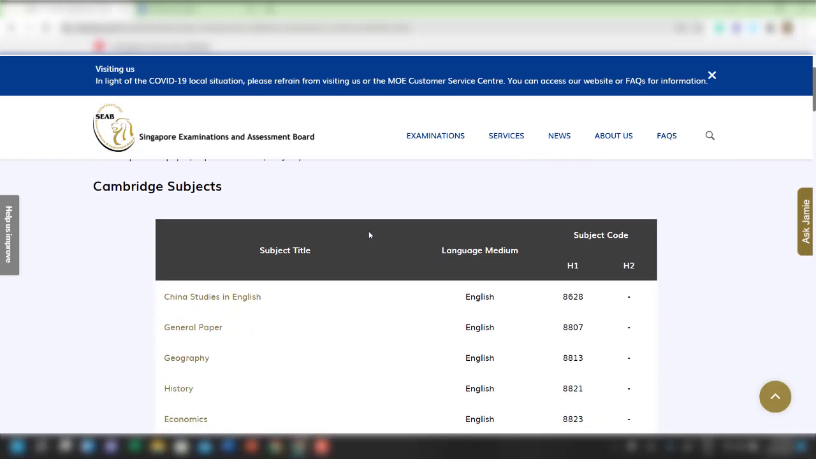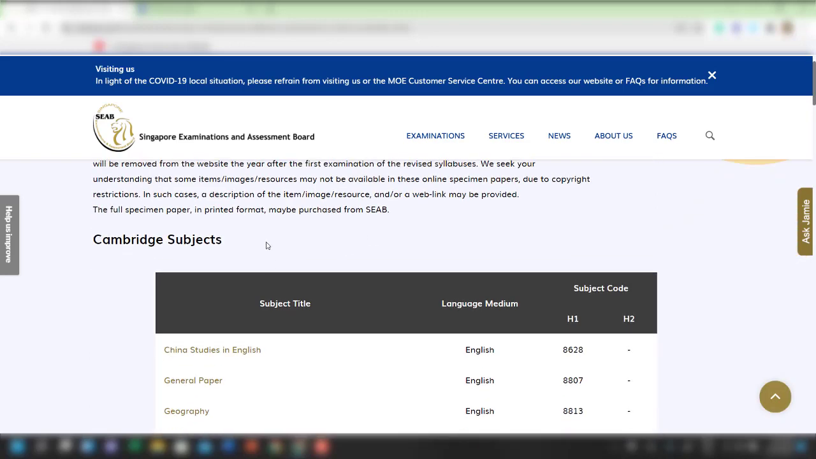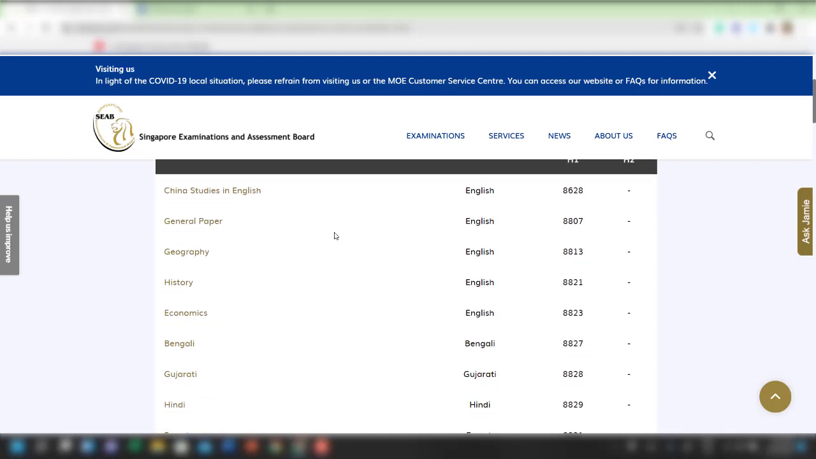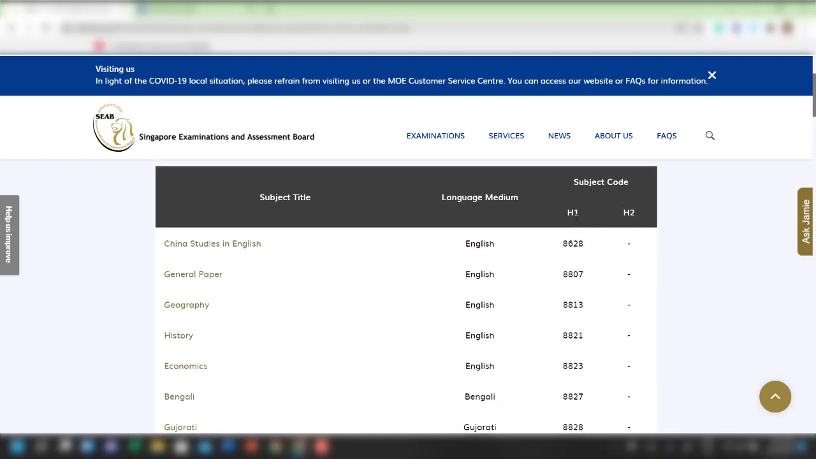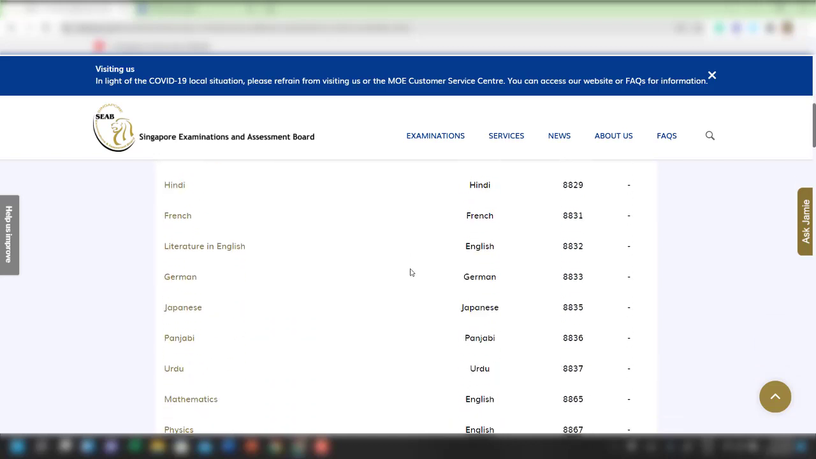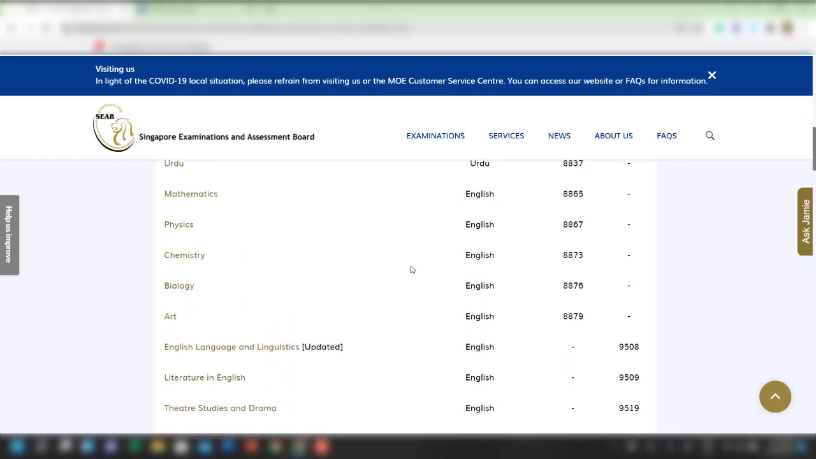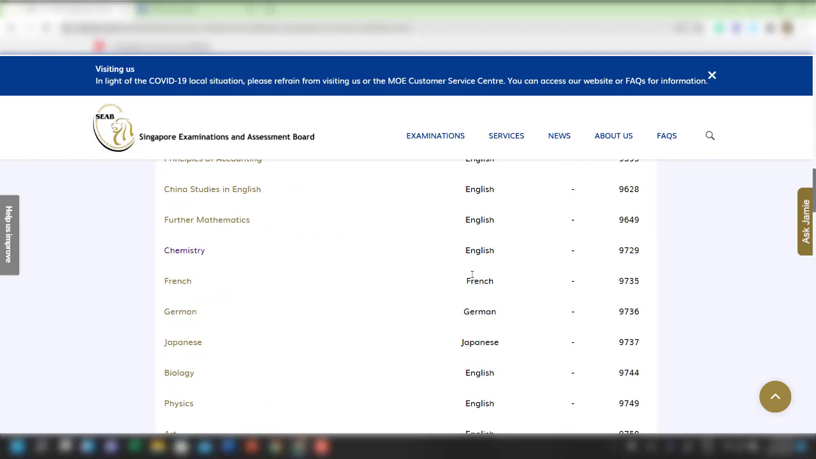It will bring you to this particular page. You can look at the Cambridge subjects and look through them. There will be two columns here, subject codes H1 and H2. If you are familiar with it, the chemistry syllabus is 9729. So 8873 is H1. So you need to go to the right place to click on the correct syllabus document. Over here is chemistry, H2 9729. You can just click on it and it will bring you to a PDF document where you can download the document and save it either in your computer or in your phone.